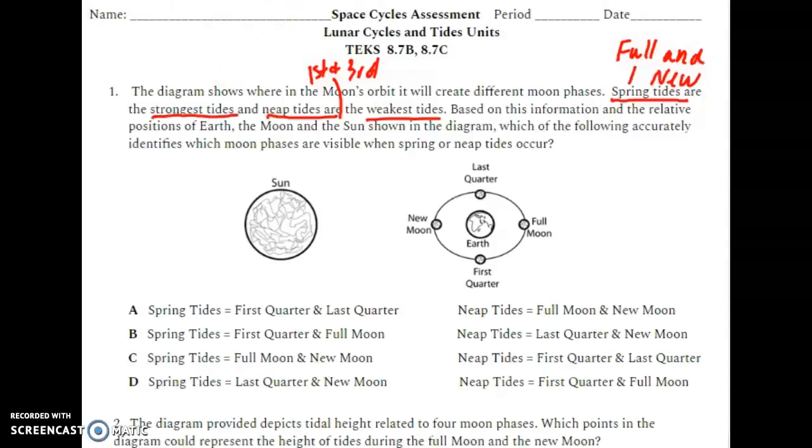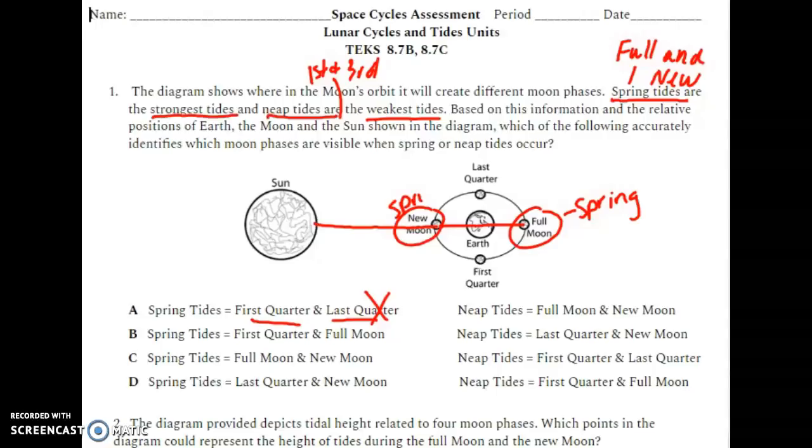Based on this information and the relative positions of the earth, the moon, and the sun shown in the diagram, which of the following accurately identifies which moon phases are visible when the spring or neap tides occur? Okay, letter A, spring tides are the first quarter and the last quarter. No, we already established the spring tides occur when the moon and the earth are in line with the sun, which only occurs during the new moon and the full moon. So those are going to be your spring tides. So that cannot be your answer.